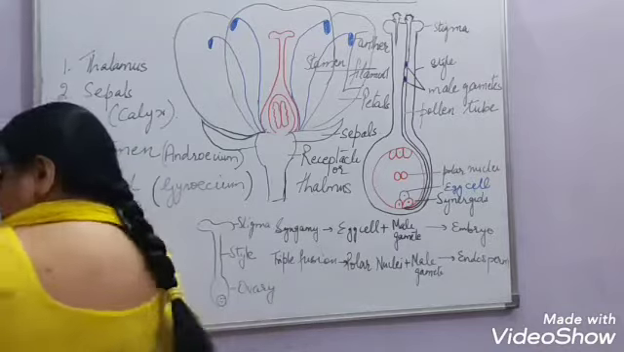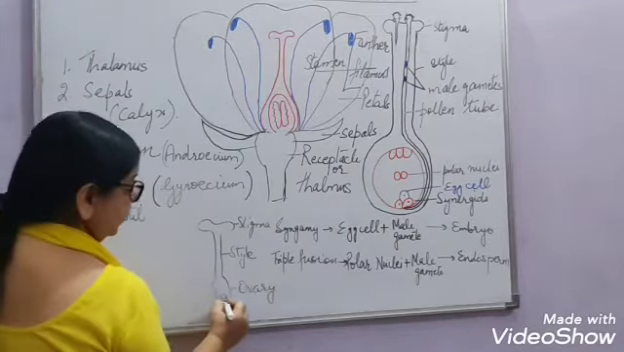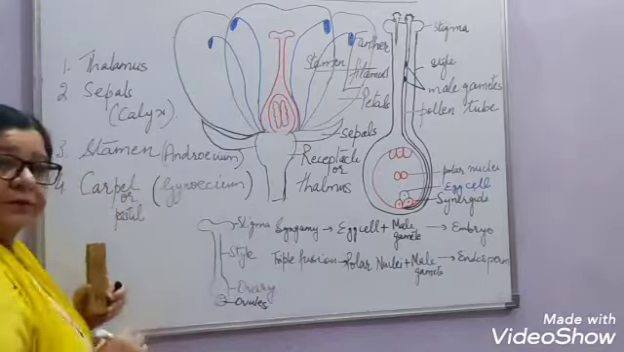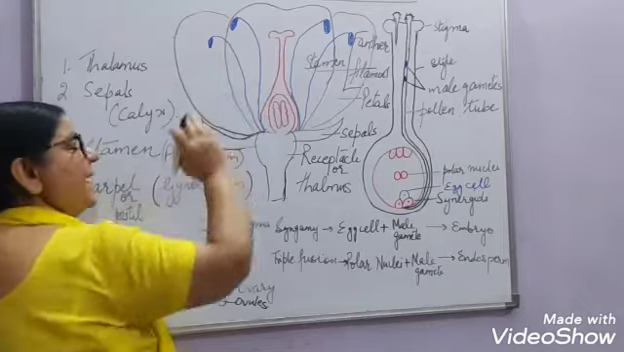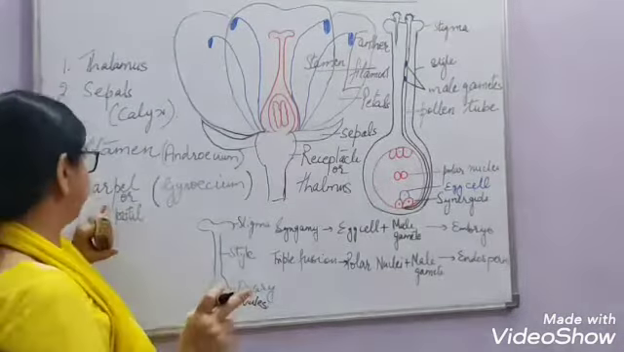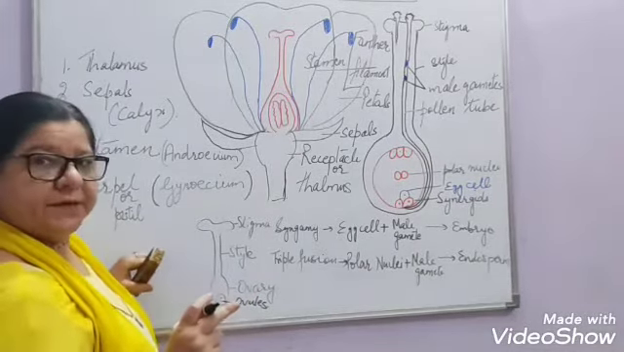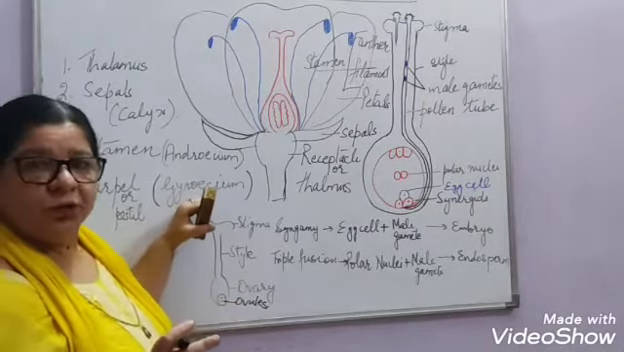And inside the ovary are present the egg cells or the ovules, right? Here there are ovules. So this stigma, style and ovary make the female reproductive part, which is known as the carpel, or we also call it the pistil, right? And biologically it is known as gynoecium.